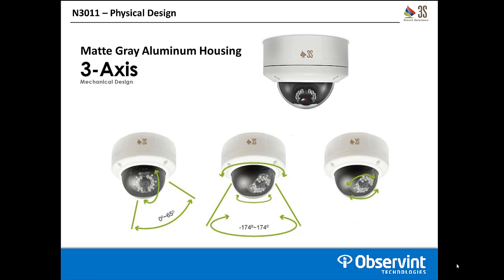The camera housing itself is matte gray in color. It is an all aluminum housing, and it offers a 3-axis mechanical design for the internal gimbal of the lens. The tilt angle is going to be from 0, which is straight down, up to a 65-degree tilt angle up. It does have a 174-degree left to right pan capability, and it does have that third axis, which is a Z-axis, which can be used if you're mounting this on a wall and you actually want to look down the wall. It'll help you adjust the horizon level to make sure you can do that.